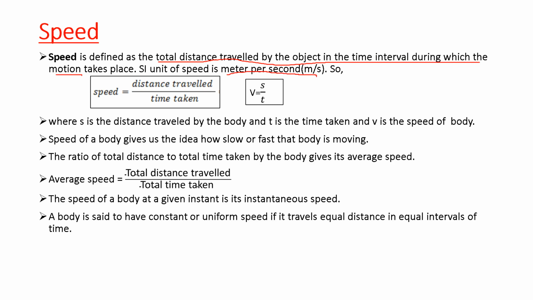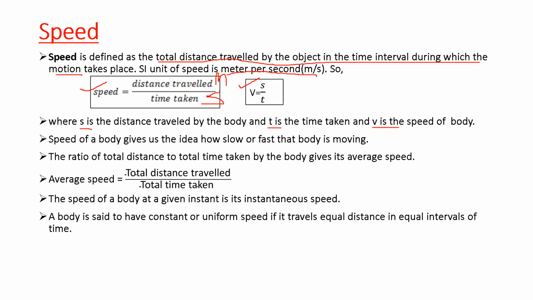So from the definition it can be written as speed is equal to distance traveled by time taken, and we know that the distance is always measured in meter. Okay, and time is measured in second, therefore the unit becomes meter per second. And this can be written mathematically as v equals s by t, where s denotes the distance covered by the body, t denotes the time taken by the body, and v is the speed of the body.